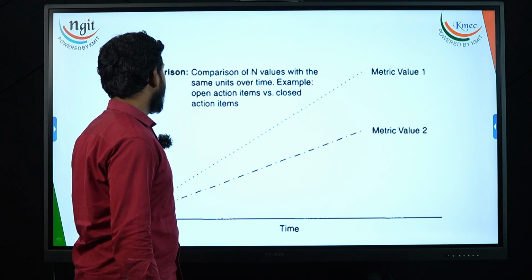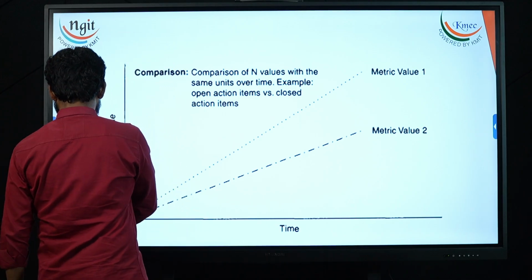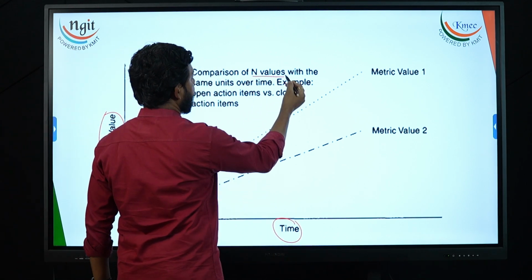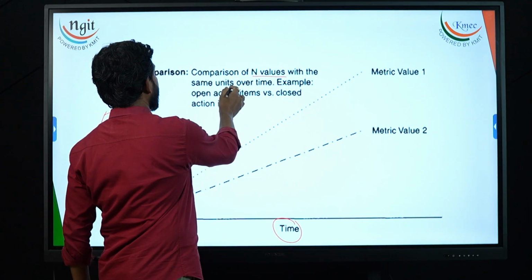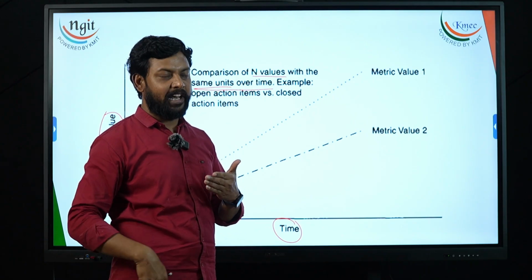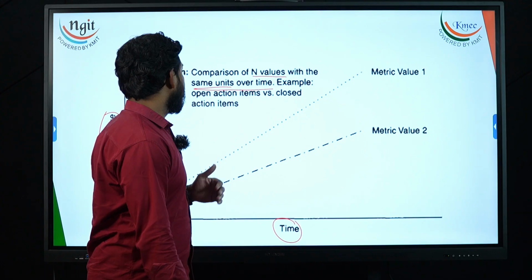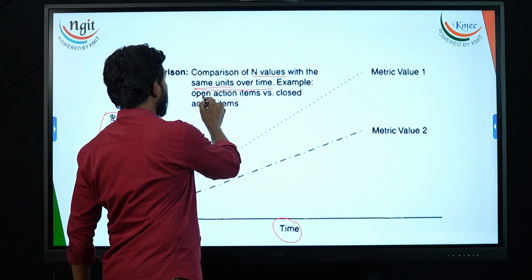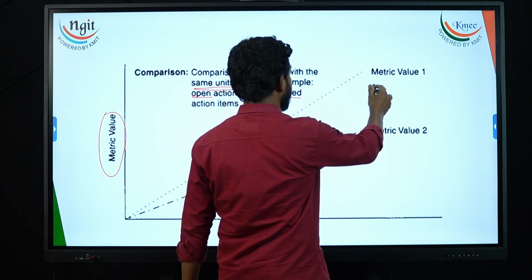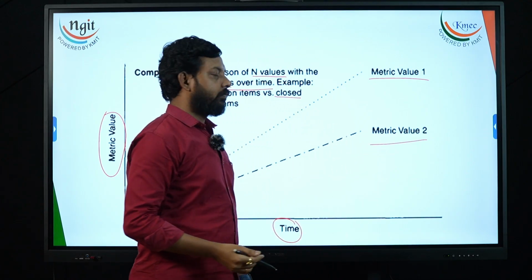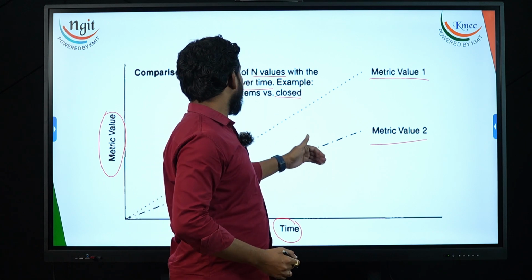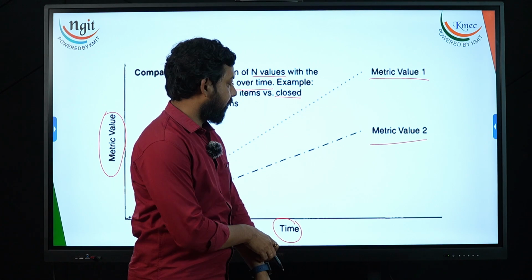Next we are going with your comparison. So we are going to compare this. This comparison of your metric value over time can be defined as a comparison of the n values we have taken with the same units over time. So I have already taken some units or parameters and I am going to compare them over time. Here we are working with your metrics of actions, when it is open and when it is closed. I have your metric value called 1, I have your metric value called 2. For example, if my metric value called 1 is closed, what is the value that I have over time with your metrics, is defined here, right?